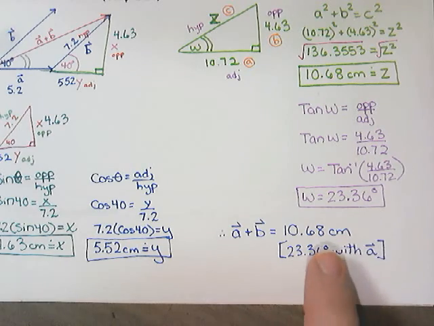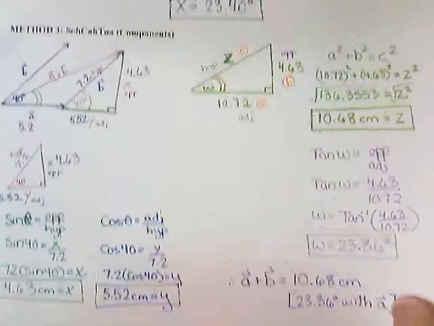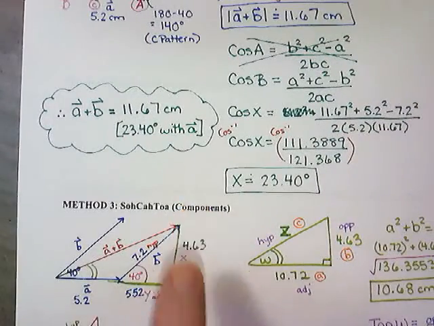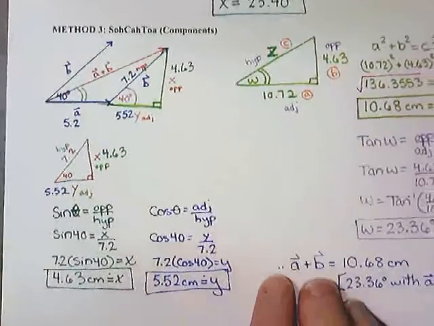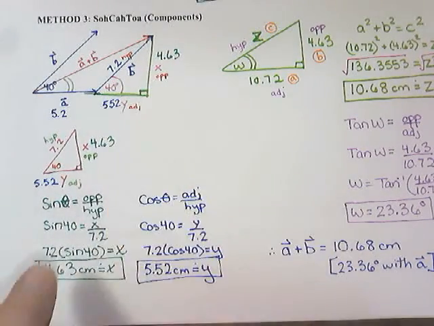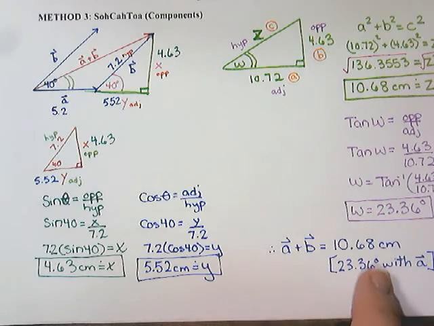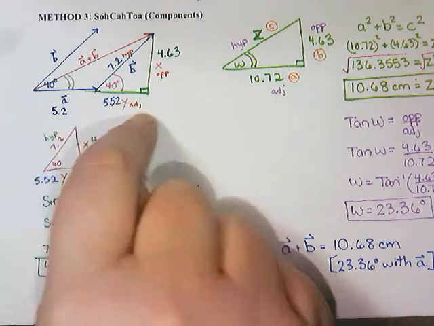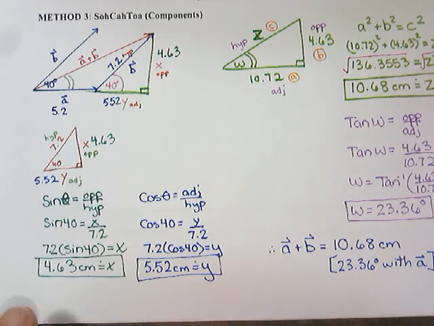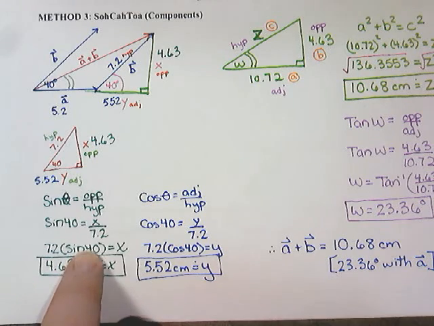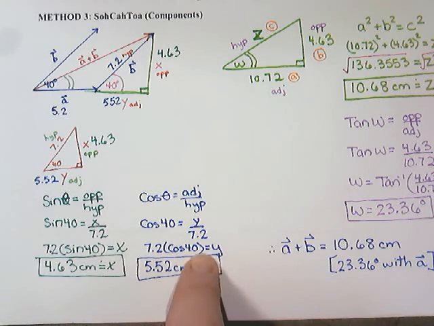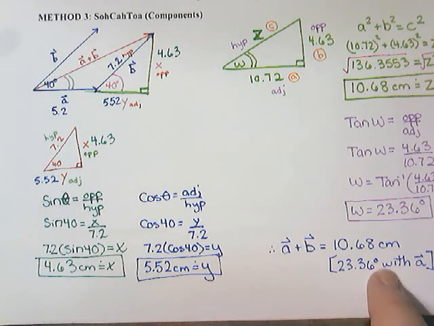Now, the reason why these answers don't completely match this one is because I rounded in the middle, right? I calculated these sides and I rounded, and then I used rounded answers to answer the next part. If I had kept these as exact, like if I had left it as 7.2 sine 40 or 7.2 cos 40, I should have ended up with the exact same answer I did in the previous part.